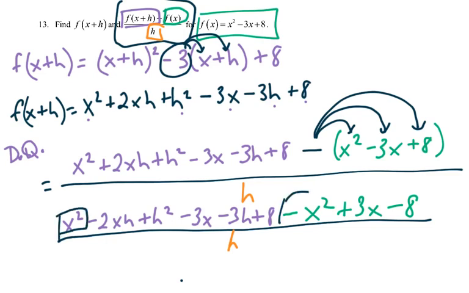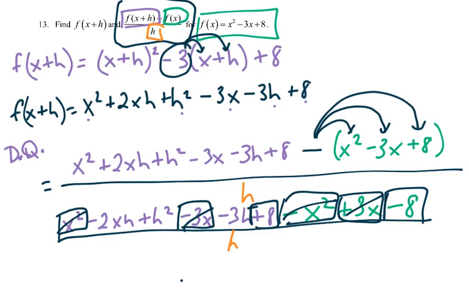X squared minus x squared cancels to 0. Minus 3x plus 3x cancels to 0. Plus 8 minus 8 cancels to 0, because 8 minus 8 is 0. So what we're left with is, and I'm going to rearrange it so that the h squared is first, h squared minus 2xh minus 3h all divided by h.